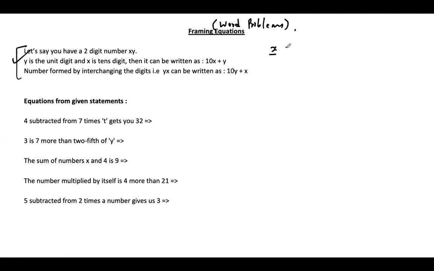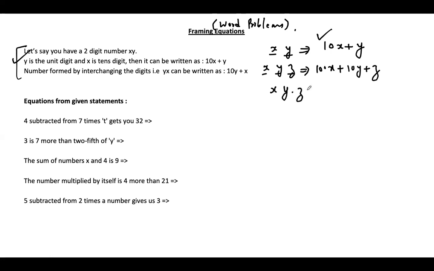Whenever a question says there's a two-digit number, I'm going to write it in equation form: a two-digit number can be written as 10x plus y. If it's a three-digit number, how will I write it? 100x plus 10y plus z. How can I write x y dot z in equation form? This is 10x plus y, decimal, plus z by 10.